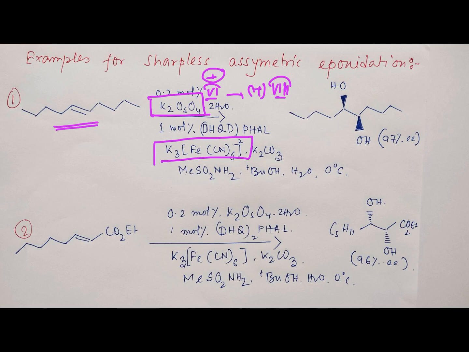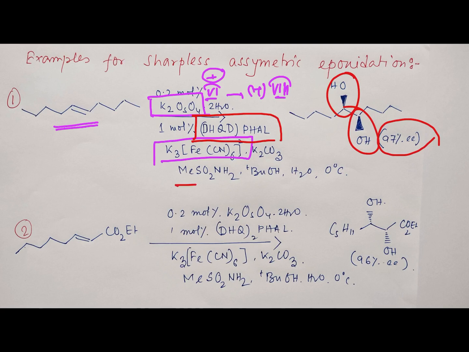So in this case, just look at the ligand. What is given? DHQD, the 4 letter, means higher, so the hydroxylation will be from the above position. And see the enantiomeric excess, 97%. Interesting. The other reagent, this sulfonamide, acts as an additive which increases the reaction rate. Tertiary butanol-water mixture acts as the solvent, and the temperature of the reaction is 0 degrees, which means the reaction occurs under milder conditions.